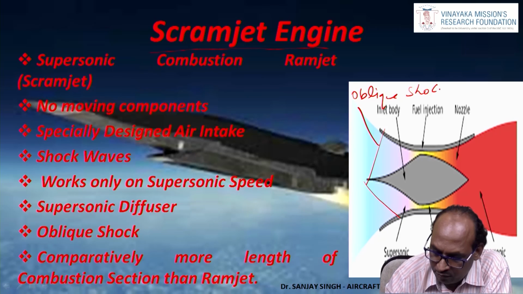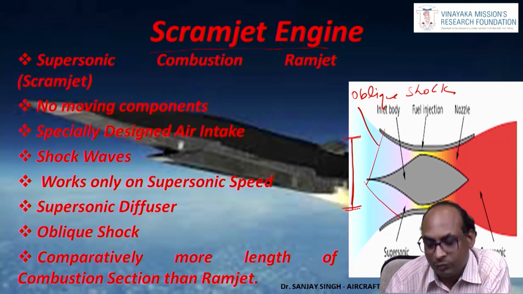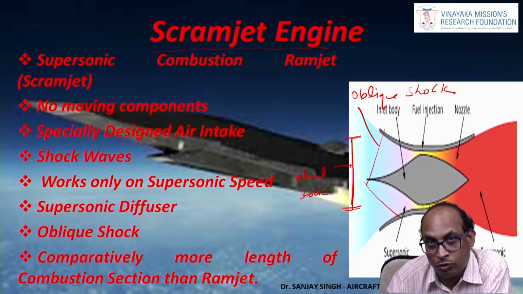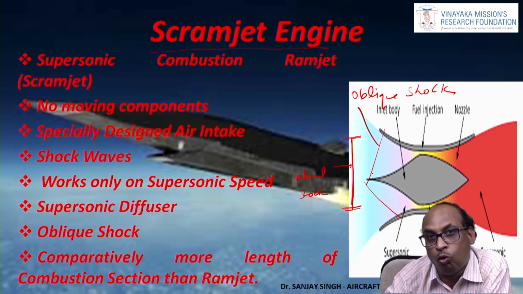Oblique shock. Normal shock is completely perpendicular, at 90 degrees. So this is normal shock, whereas in this case normal shock is not getting formed. That's why we say that the design of the air intake plays a very key role in making the aircraft a ramjet or scramjet engine.